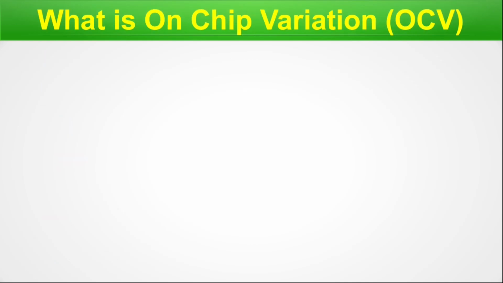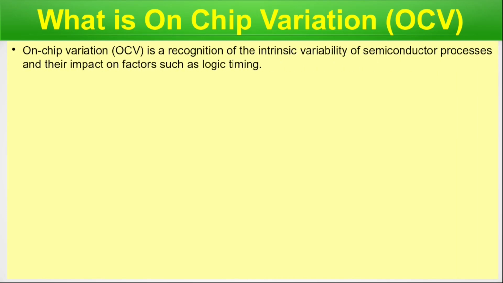What is on-chip variation? Before going any further, I would like to say that the POCV, the last alphabet after P is OCV. So I have kept this slide, although a similar slide was already there in the STA series. I have kept it specifically here to reiterate the facts on OCV. Now what is on-chip variation? On-chip variation is a recognition of intrinsic variability of semiconductor processes and their impact on factors such as logic timing. So this is a kind of dictionary definition of on-chip variation.